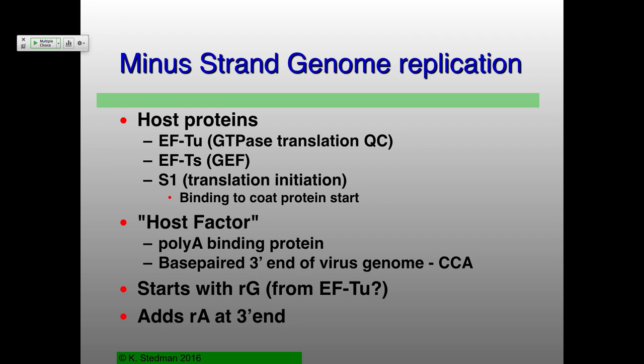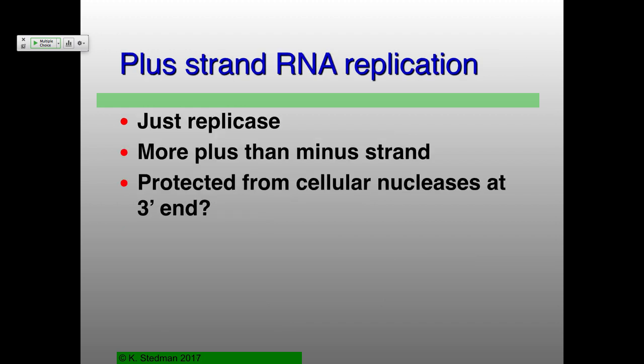So that's your minus strand. And the minus strand is the one that's hard, because that's when you're dealing with the ribosome, everything else. Making the positive strand is easy, because you don't have to worry about translation. You don't have to worry about all these other things. Once you've got a minus strand, all that it does is serve as a template to make more positive strand. So that's how we end up getting our genomes, and it turns out you end up with way more of the positive strand than the negative strand, which makes perfect sense.